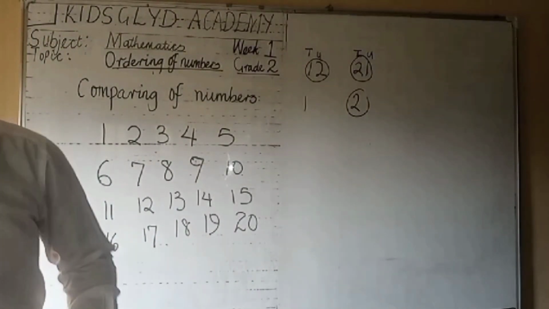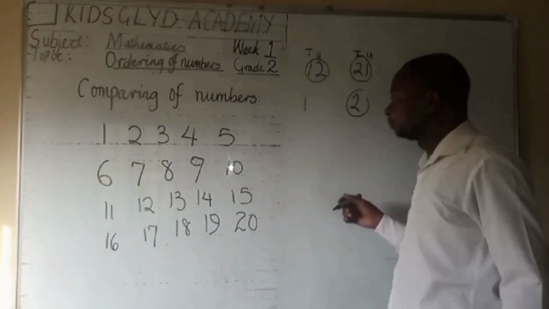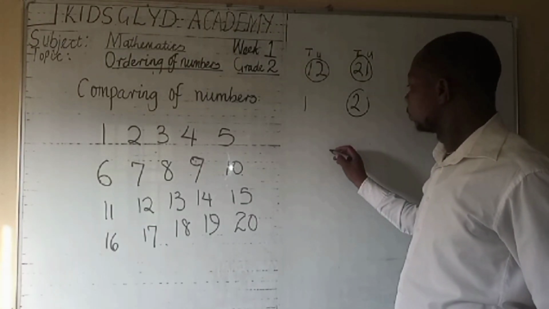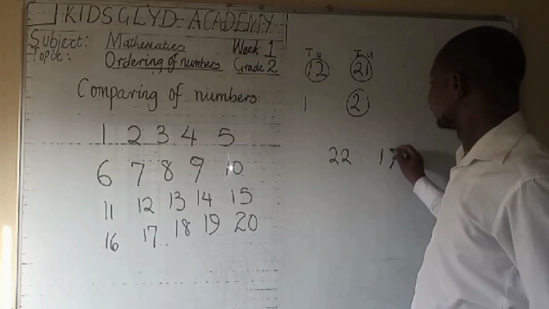I don't know if that is so clear. Now, let's do the second thing. We have 22 and 19.